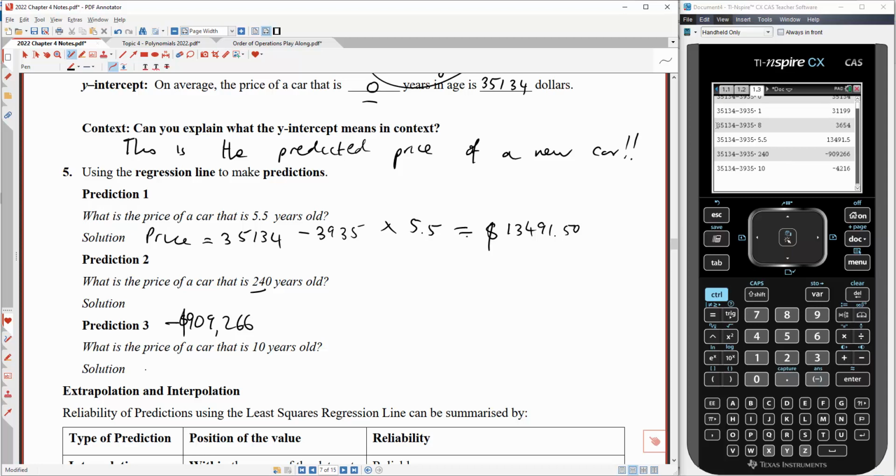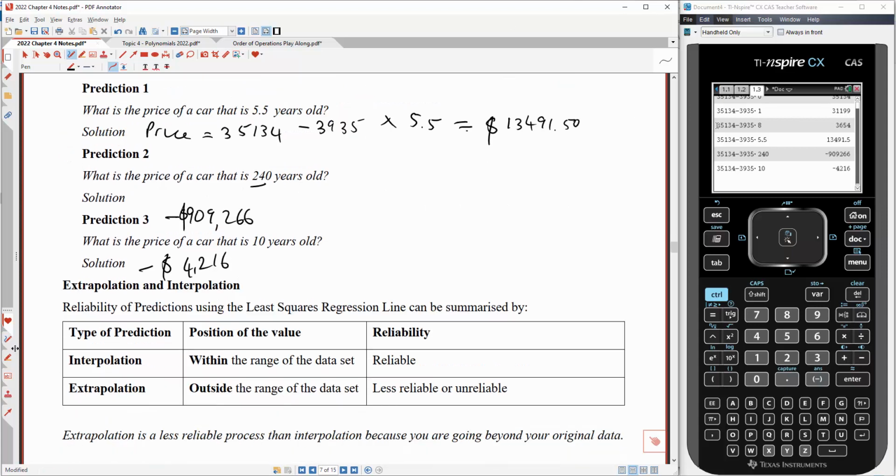There it is. Okay, is negative $4,216. All right, so you might have heard the words extrapolation and interpolation from General Maths last year.